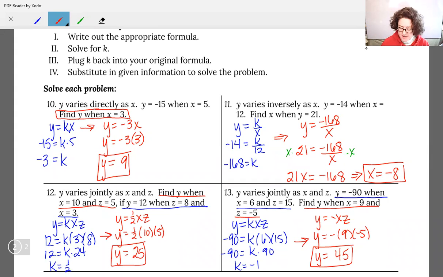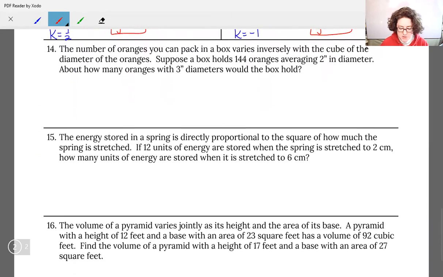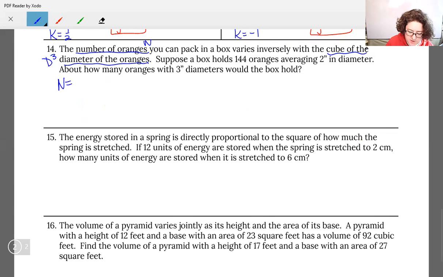Let's do a few word problems now. Alrighty, number 14, the number of oranges you can pack in a box varies inversely with the cube of the diameter of the oranges. So let's sift through that. So number of oranges, let's call that n, varies inversely, so I know I'm going to have a division. The cube of the diameter of the oranges, so let's call that d cubed for diameter cubed. So number of oranges varies inversely, so k divided by d cubed.